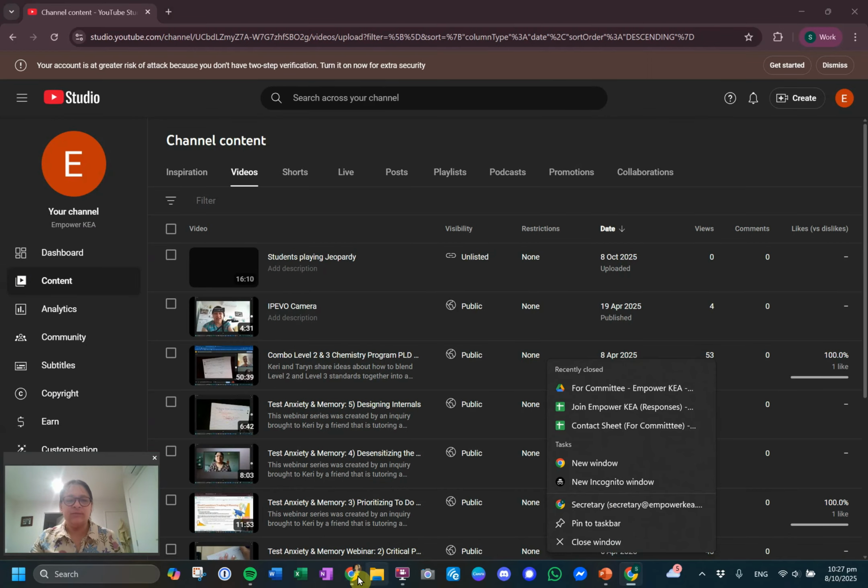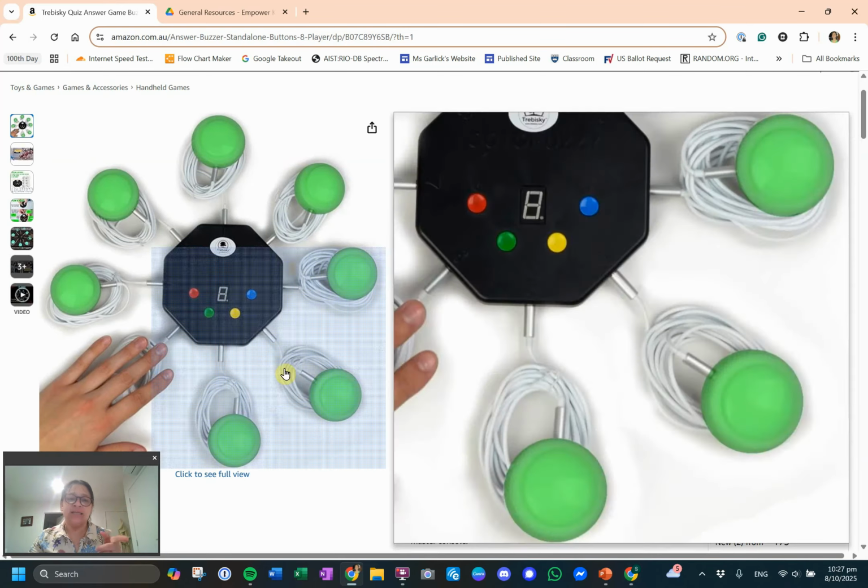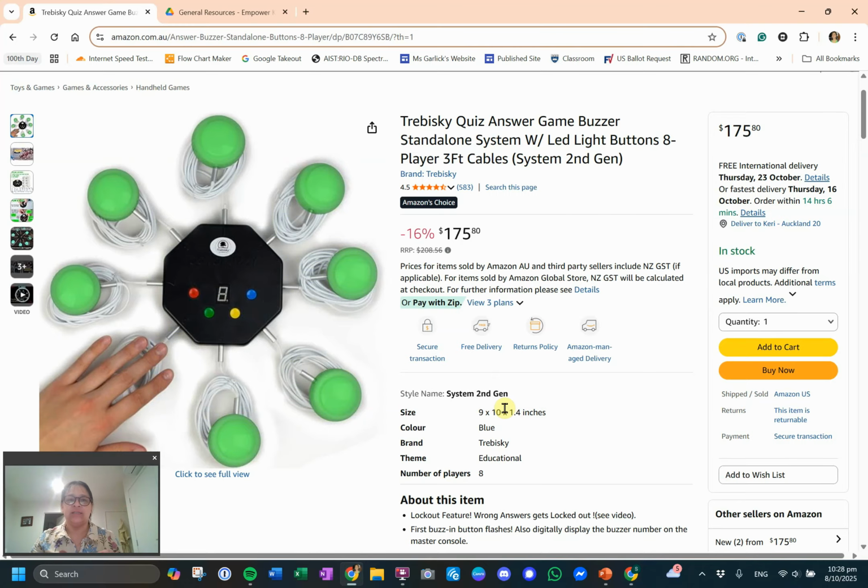Again, one of the reasons why I like these buzzers is that you can reset it so that the ones that haven't buzzed in can answer. So it's a little bit more expensive, but it has a little bit more function.